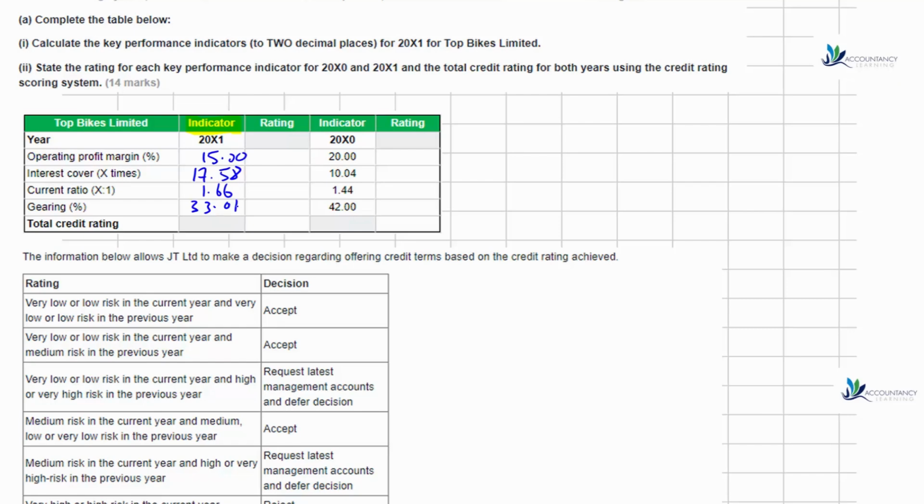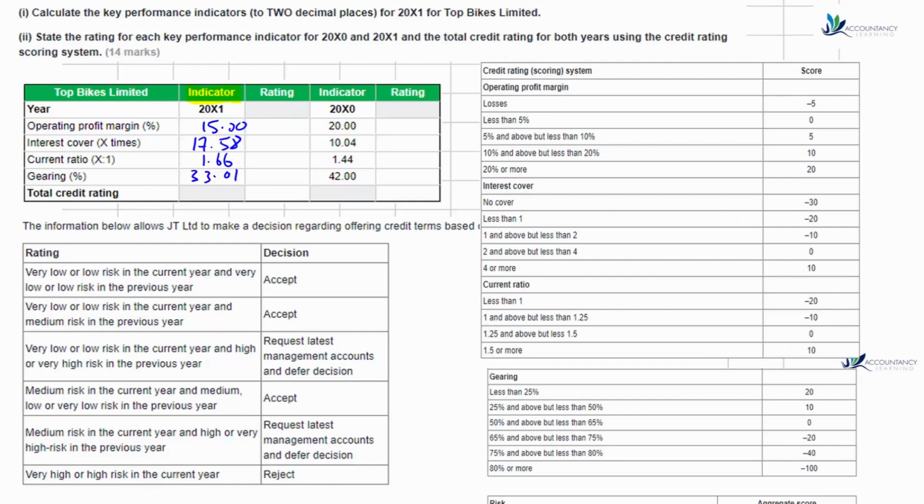Okay, so we've done the calculations. The next step then is using the table, again, that's also available to us in the exam software. What's the credit rating for this? So to help us to do this, let's just move some of the text around a little bit so we can see it all on one screen. So let's look at our operating profit margin.